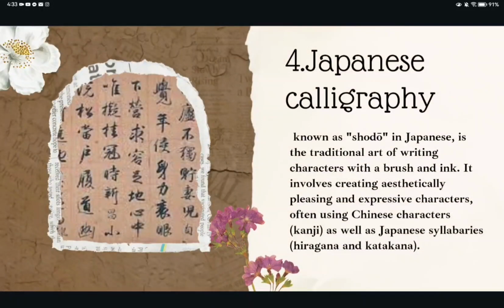Fourth about Japanese art is Japanese calligraphy. Japanese calligraphy, also known as shodo, is the traditional art of writing characters with a brush and ink. It involves creating aesthetically pleasing and expressive characters, often using Chinese characters called kanji, as well as the Japanese hiragana and katakana. Japanese calligraphy has a rich history and cultural significance, and it continues to be practiced and appreciated as both a traditional art form and a means of personal expression in contemporary Japan.